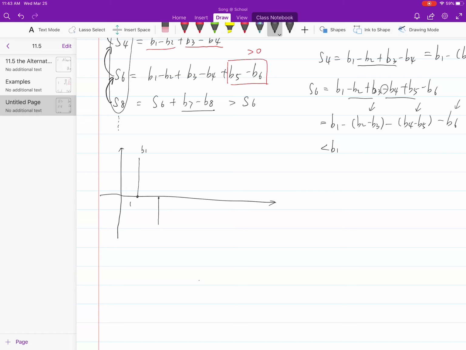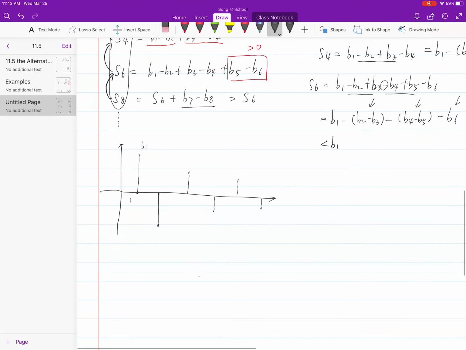Let's take B2, B3, B4, B5, and B6. Number one, you notice this is alternating, right? Positive, negative, positive, negative, positive, negative. Number two, because of our assumption, we said Bn is decreasing. Therefore, this thing will be shorter than B1. This thing will be shorter than B3, B2, and keep going. So you can see the lines become shorter and shorter and shorter.